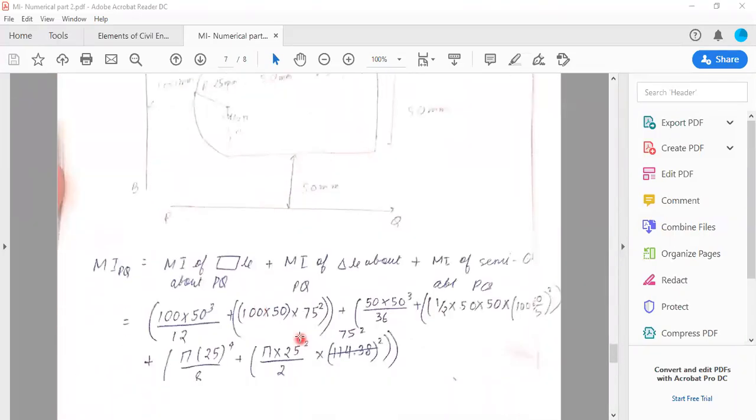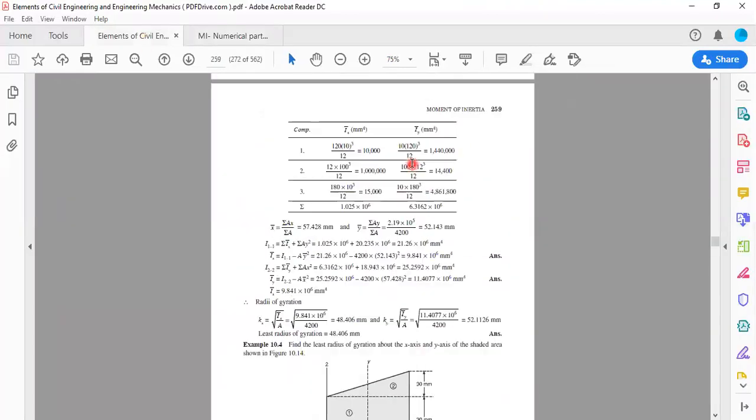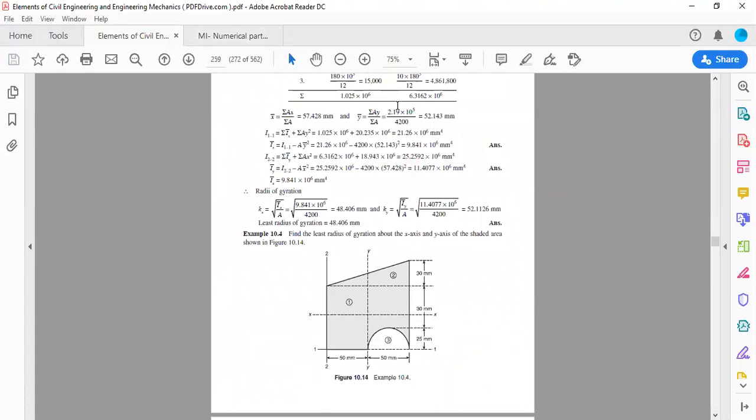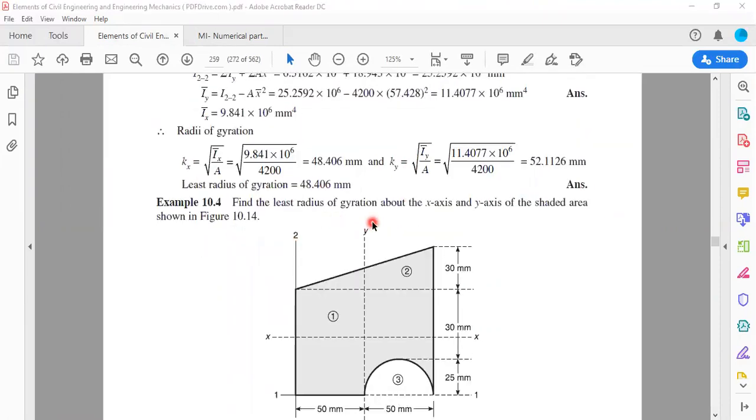Lastly, we have one more example. I will show it in another. Okay, I hope this is visible. So in this case, I'll just go across. It's visible. Okay. Find the least radius of gyration about x axis.